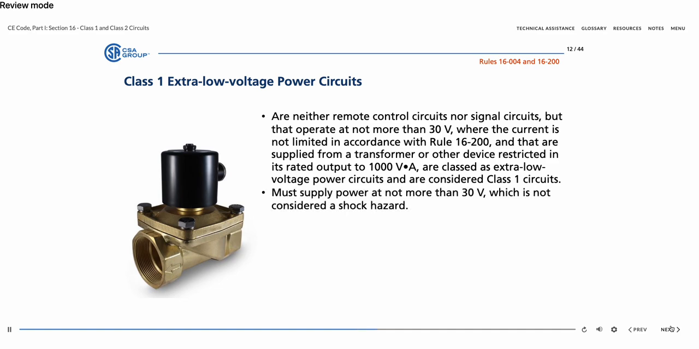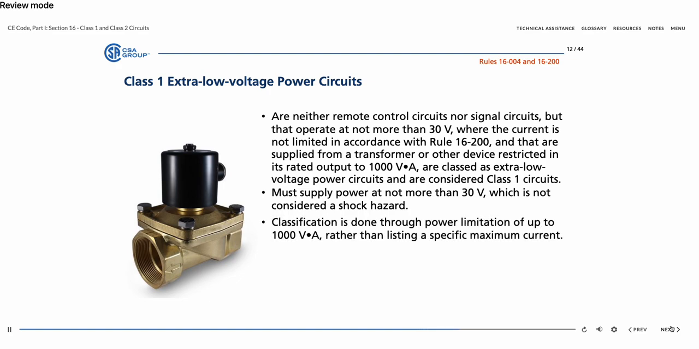This type of circuit must supply power at not more than 30 volts, which is not considered a shock hazard. And finally, Class 1 extra low voltage power circuit classification is done through power limitation of up to 1000 VA rather than listing a specific maximum current.